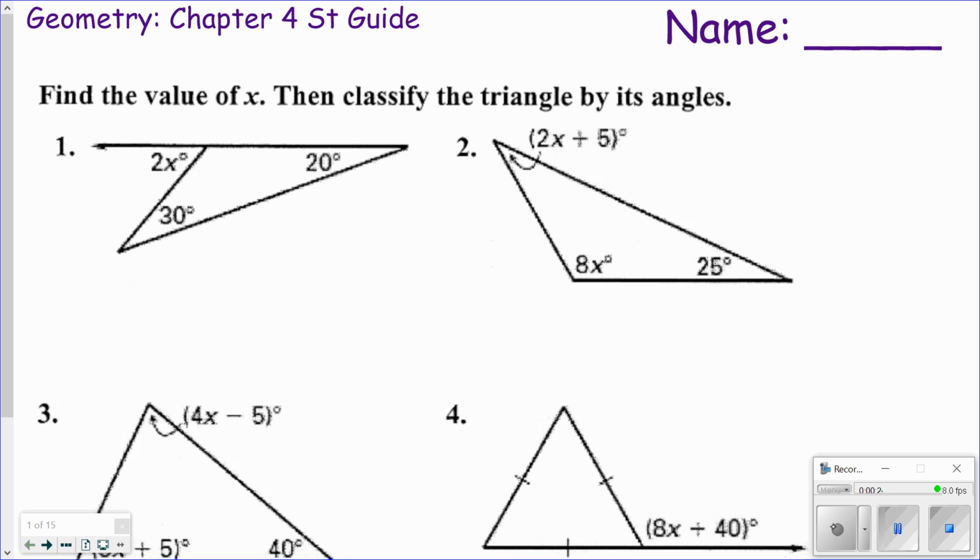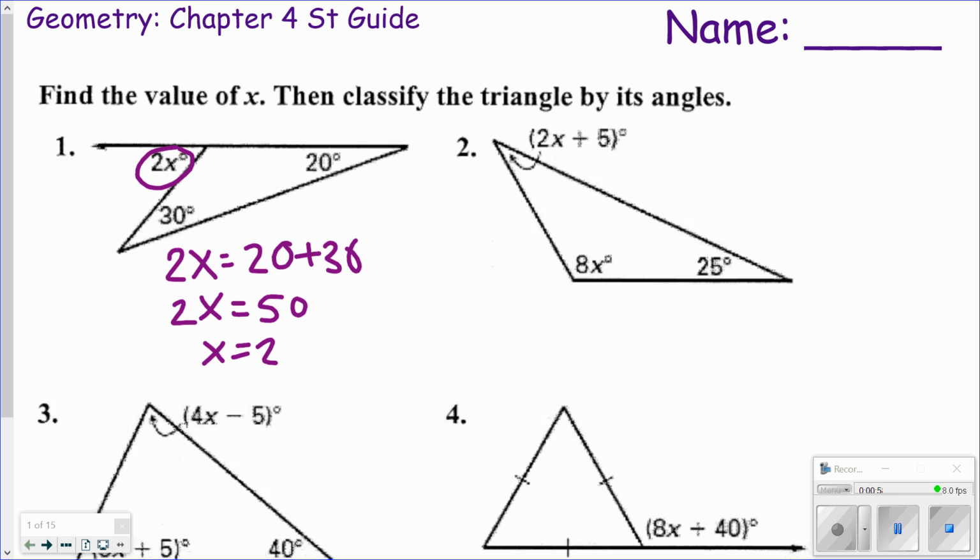Alright, so question 1, find the value of x, then classify the triangle by its angles. I notice here that I have an exterior angle. So to solve for x, I'm going to have to use the exterior angle theorem, which states that the exterior angle is equal to the sum of the two non-adjacent angles, which in this case would just be 20 plus 30. Combine your like terms, 2x is equal to 50, so x is equal to 25.